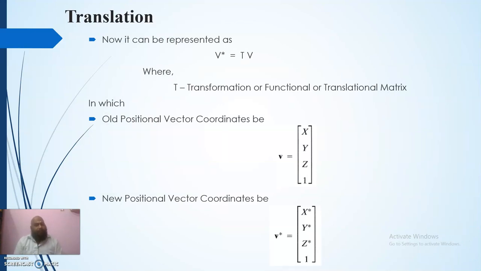Now, if you want, it can be represented in vector form, that is v star is equal to t v, where t is the functional or translational matrix and v is the positional vector, that is the old positional coordinates, and v star represents the new positional coordinates. So like this, for the geometrical operation of translation, we have derived the mathematical expression.